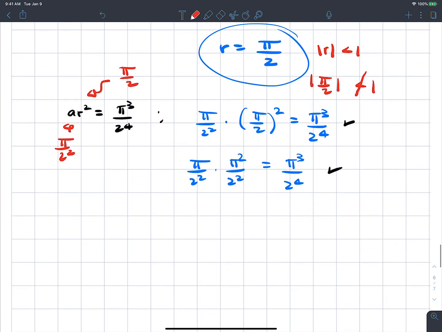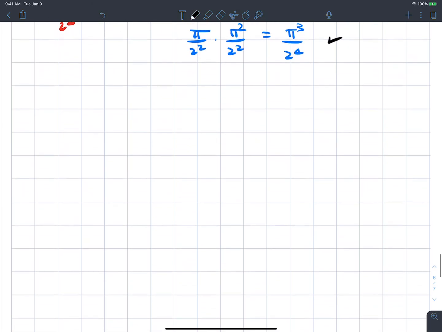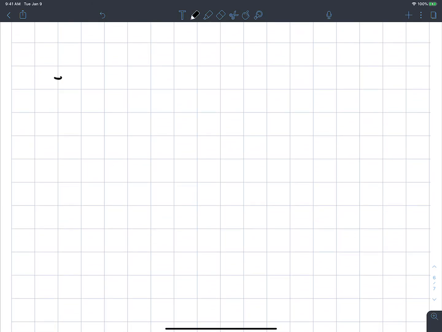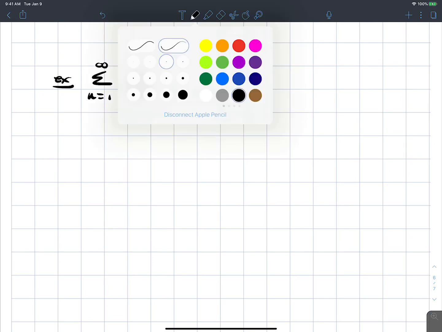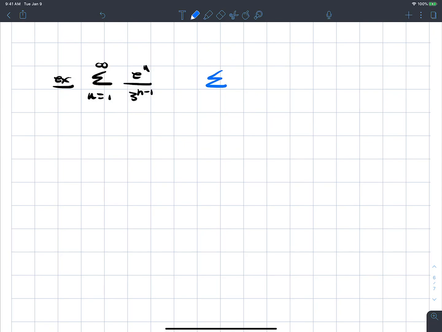Okay, let's do something similar, these geometric series. And you have here the sum, n goes from 1 to infinity, e to the n over 3 to the n minus 1. And you might say, hey, this kind of looks like the definition you gave us, where this here is n equals 1 to infinity, and you have this ar to the nth power here. Let me be a little bit clearer here.